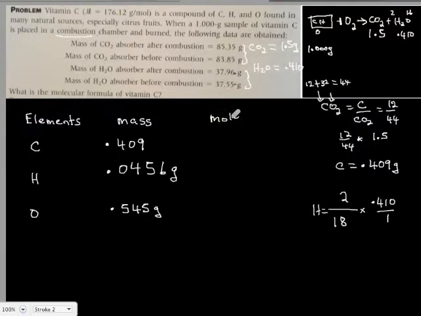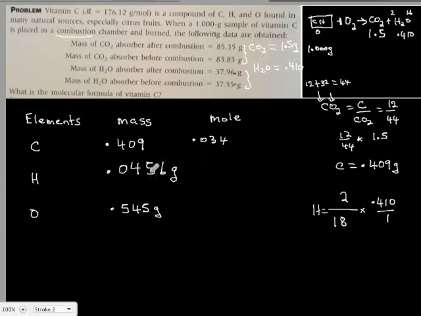And now you can pause the video and figure out the number of moles for each one. Okay, so let's see, what was your number of moles for carbon? 0.409 divided by 12.01 would give you approximately 0.034.